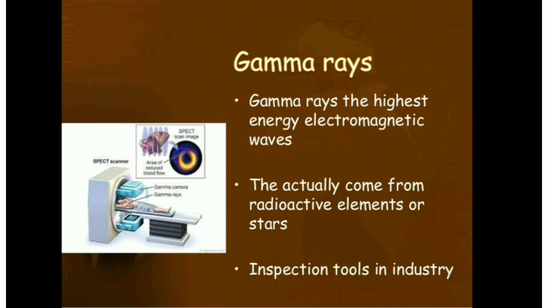Now the last ray we are going to talk about is gamma rays. What are gamma rays? Gamma rays are the highest energy electromagnetic waves. That means gamma rays have the largest frequency and the shortest wavelength, which varies from 10 to the power minus 10 meter to 10 to the power minus 14 meter, and its frequency is highest, from 3 into 10 to the power 18 hertz to 3 into 10 to the power 22 hertz.